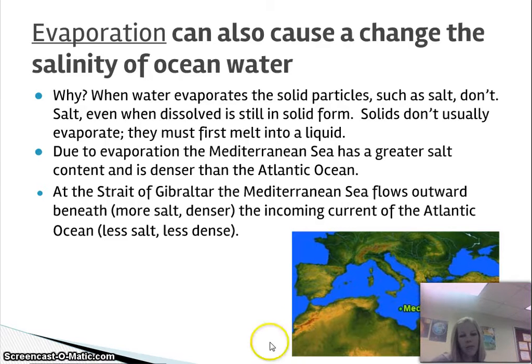So what you have going on is right here at the Strait of Gibraltar, we have a surface current flowing in that does not have much salt content in it, and is pretty warm, and so it's not very dense. And then in here is where a lot of evaporation takes place, and therefore we have a deep ocean current flowing right back out the Strait of Gibraltar.